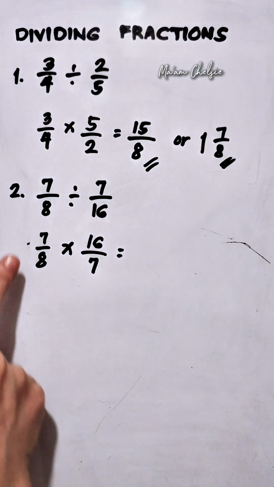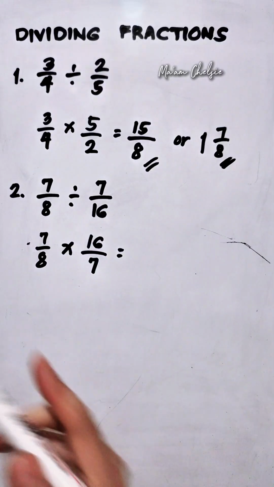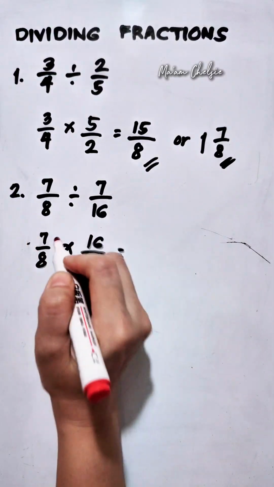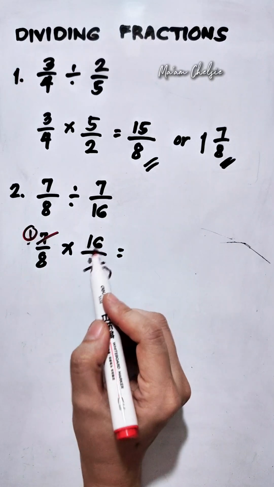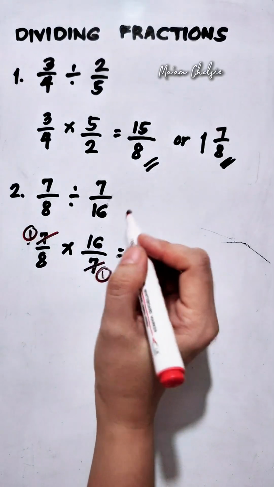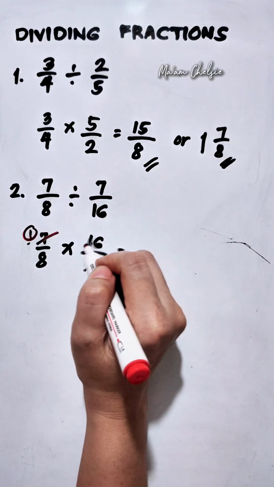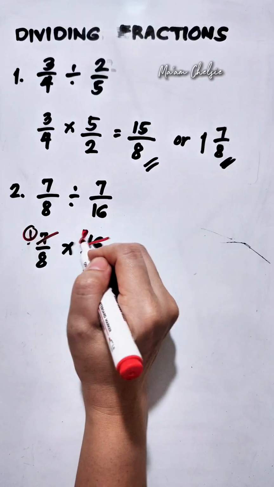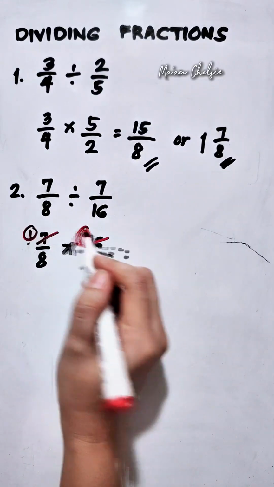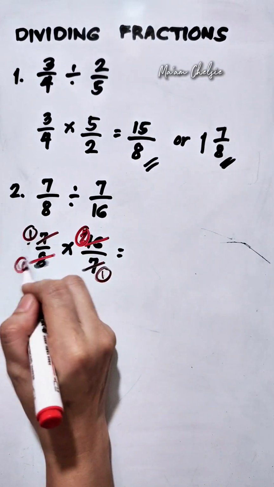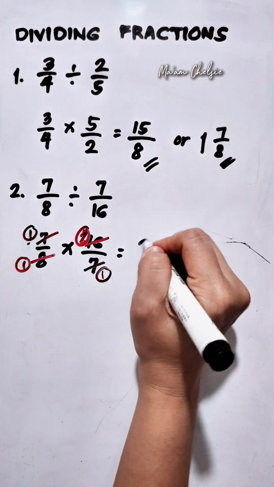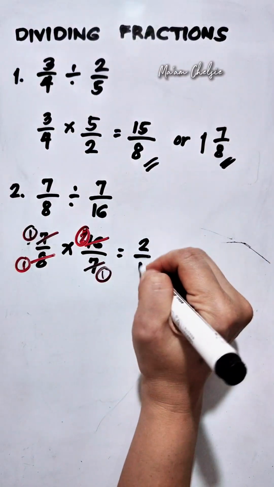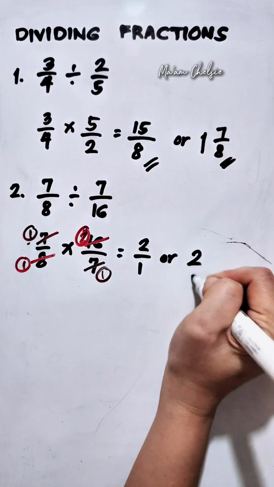Actually, kitang-kita naman dyan, ano? So, 7 and 7, kitang-kita. Huwag na tayo mag-ano dito. 7 and 7, meron yan. So, 1 na lang to. This is 1. 16 and 8, meron ding greatest common factor, which is 8. So, 16 divided by 8 is 2. And then, 8 divided by 8 is 1. Ayan. So, 1 times 2 is 2 over 1 times 1 is 1 or simply 2.